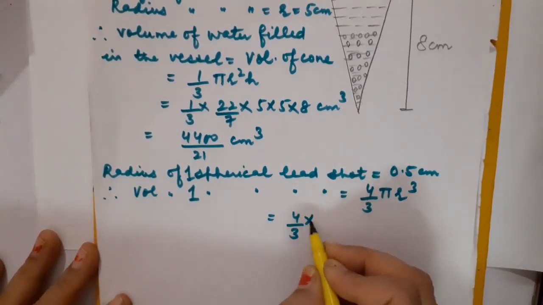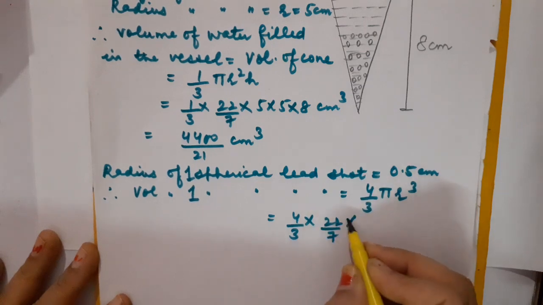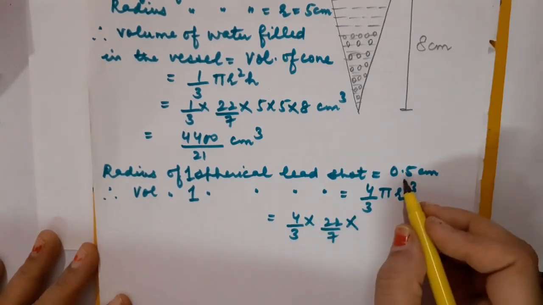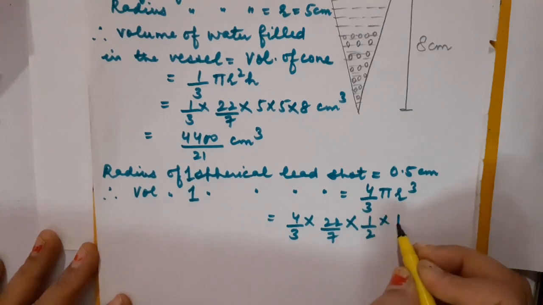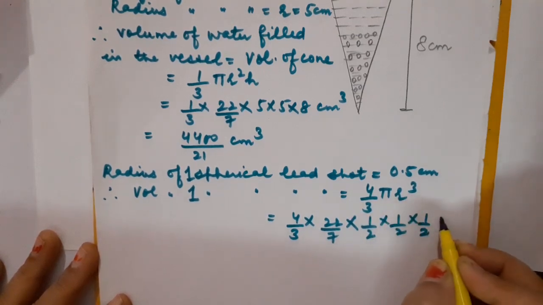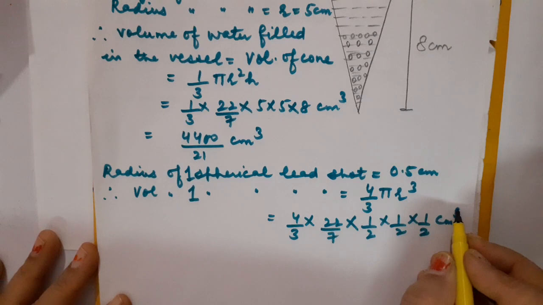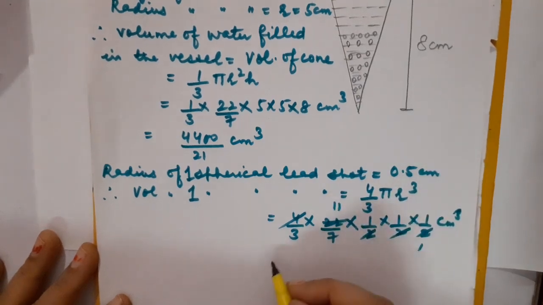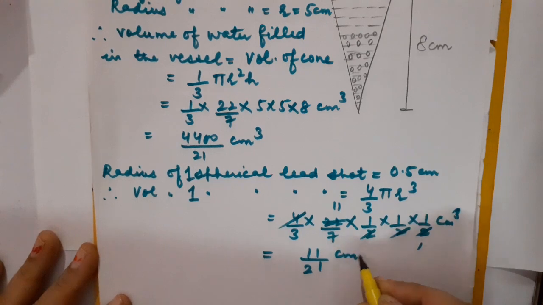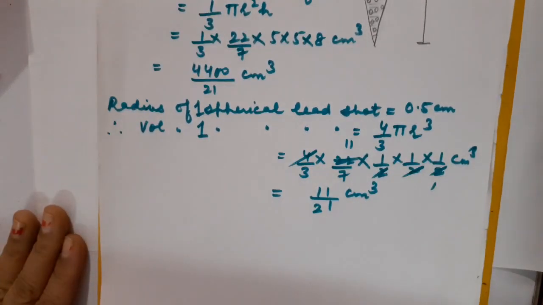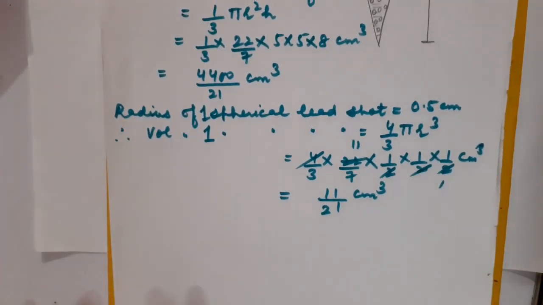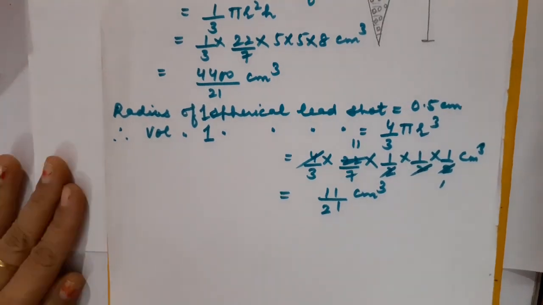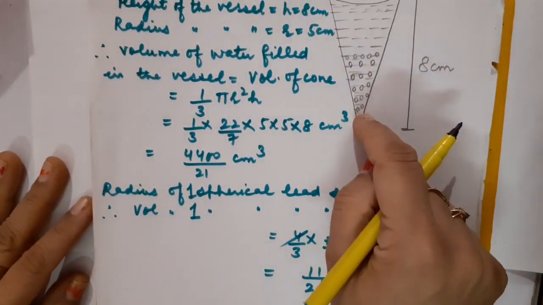Let us calculate it. 4/3 into 22/7 into, what is the radius, that is 0.5. We can write it as half. It would occur thrice, cubic centimeters. Let us cancel. This is going to be cancelled. This would be 11. So it would be 11 upon 21 cubic centimeters. Clear?